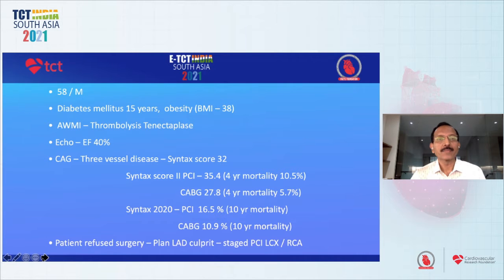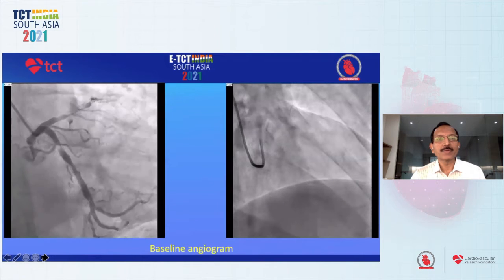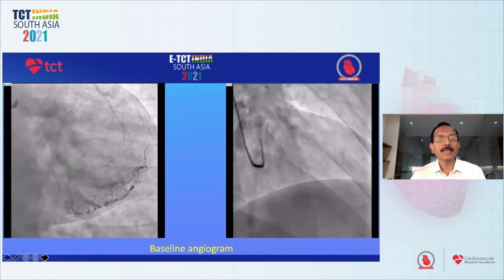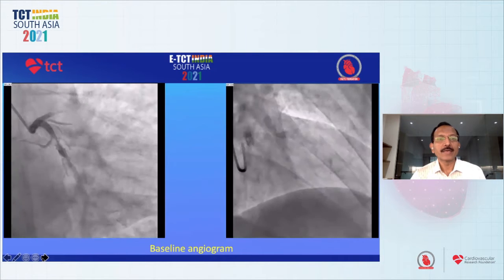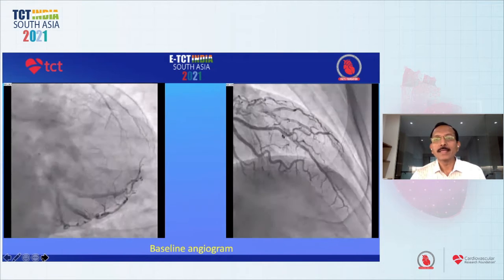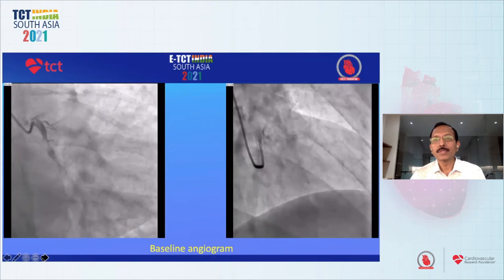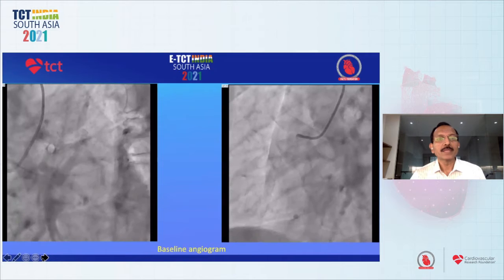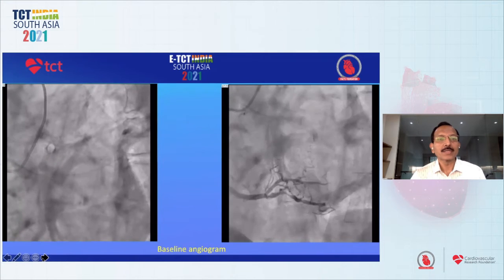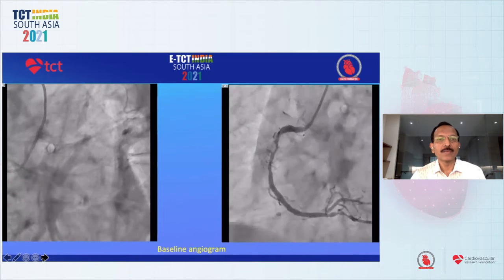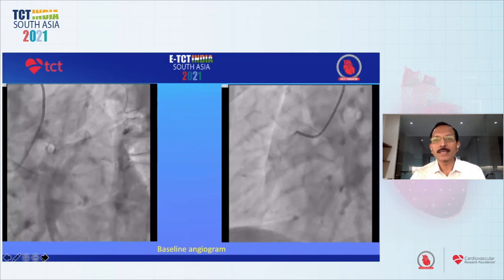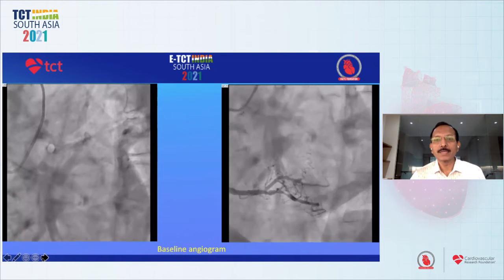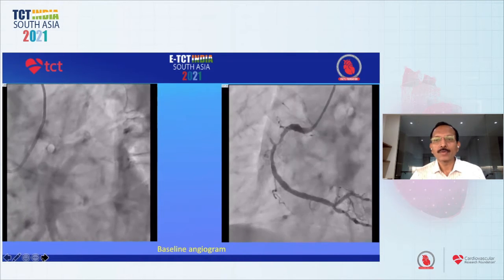and RCA. Now, this is his baseline angiogram showing a proximal LAD thrombotic calcified lesion, and there is a mid LAD 70% lesion with two diagonals arising from it. Now, if you see during right coronary injection, the LAD calcification is seen well. In the right coronary artery, there is a mid RCA lesion followed by a proximal PDA lesion.